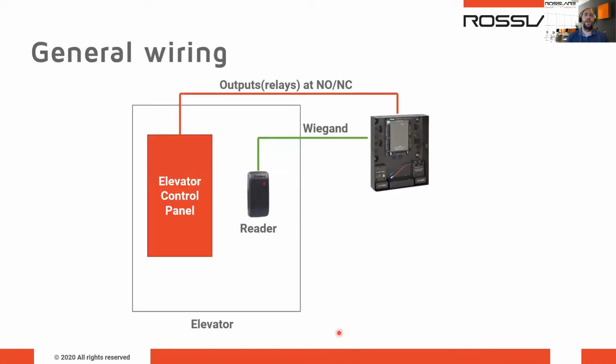On the general wiring, inside the elevator we have the elevator control panel. This is the elevator control panel that decides which floors to activate and to which floor to give access. And we have a reader inside the elevator. Outside the elevator, we have the access control panel and the Wiegand communication for the reader and dry contact wires to the elevator control panel.